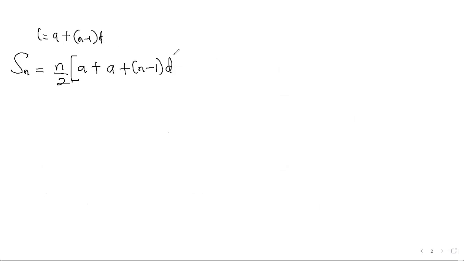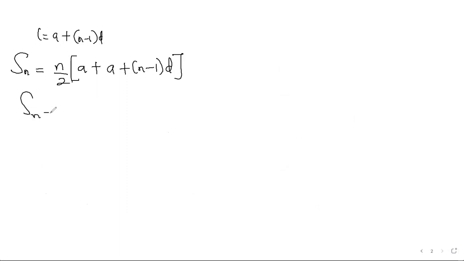Then Sn will be n over 2 into A plus, instead of writing L, because I know that L is A plus n minus 1 D, I'll just put A plus n minus 1 D.